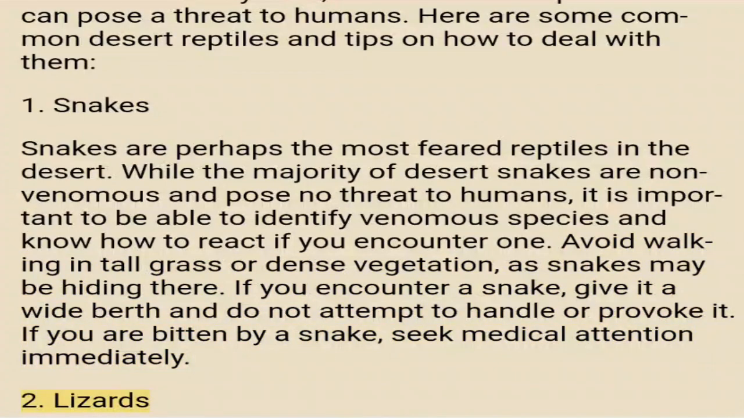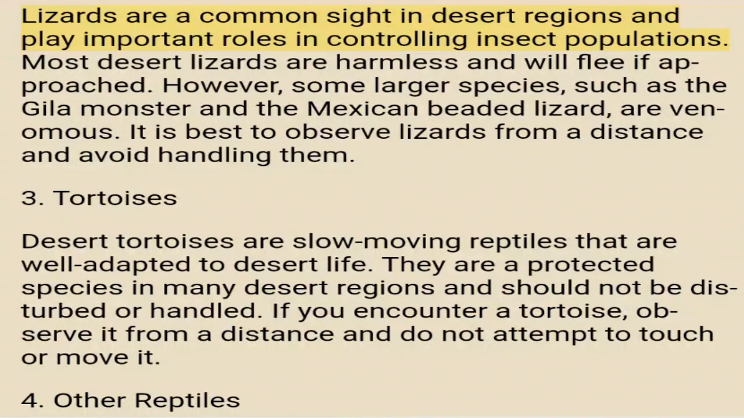2. Lizards. Lizards are a common sight in desert regions and play important roles in controlling insect populations. Most desert lizards are harmless and will flee if approached. However, some larger species, such as the Gila monster and the Mexican beaded lizard, are venomous. It is best to observe lizards from a distance and avoid handling them.